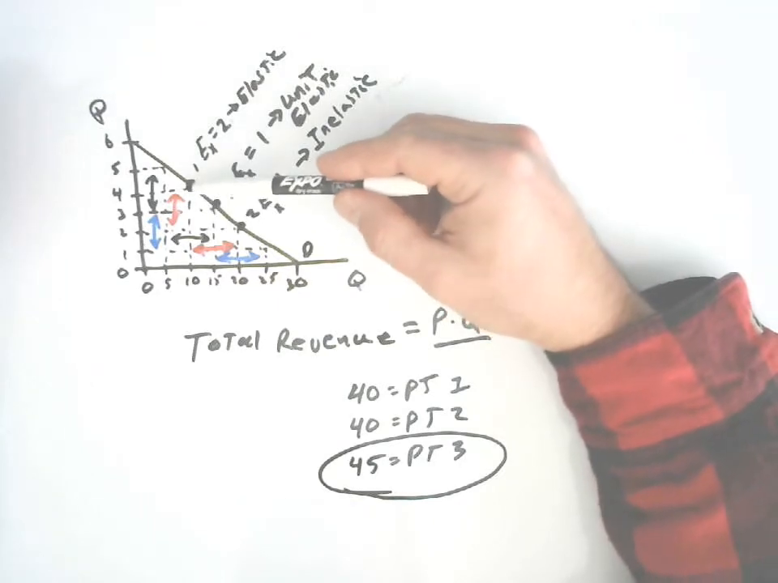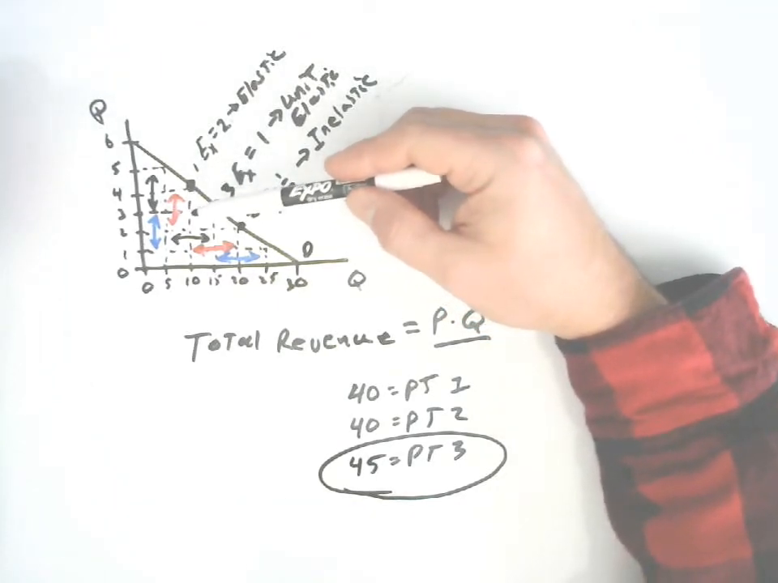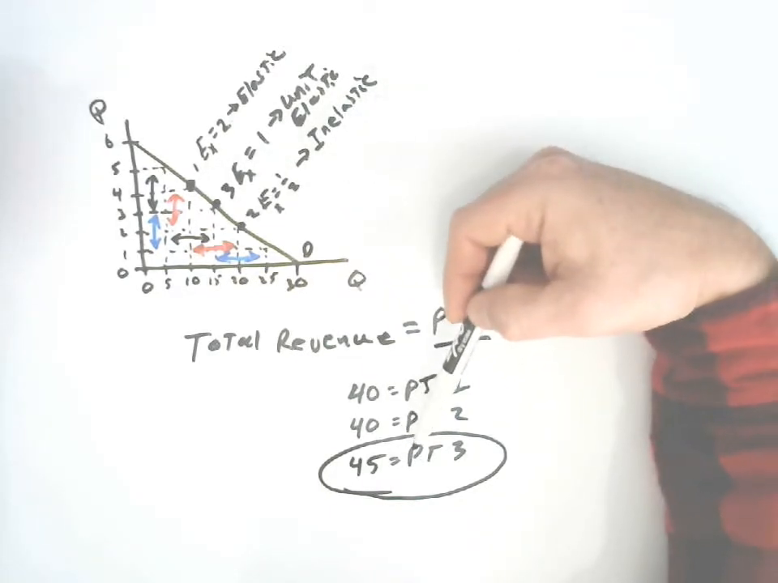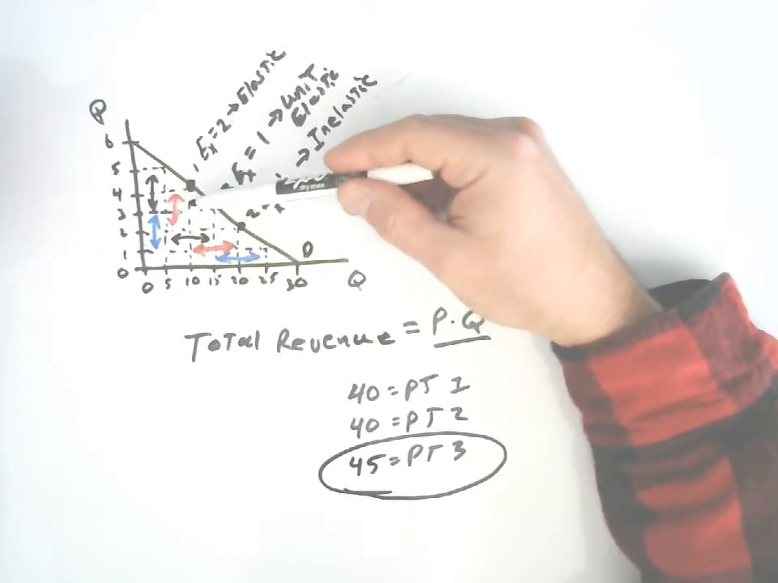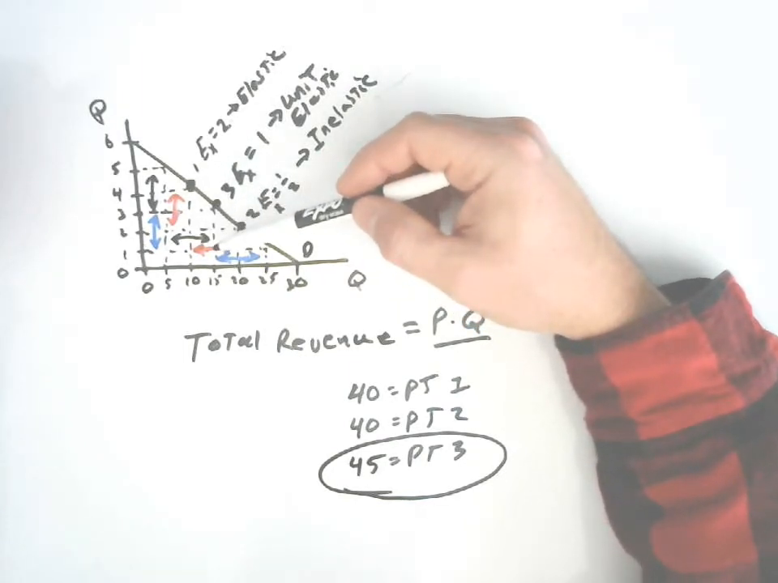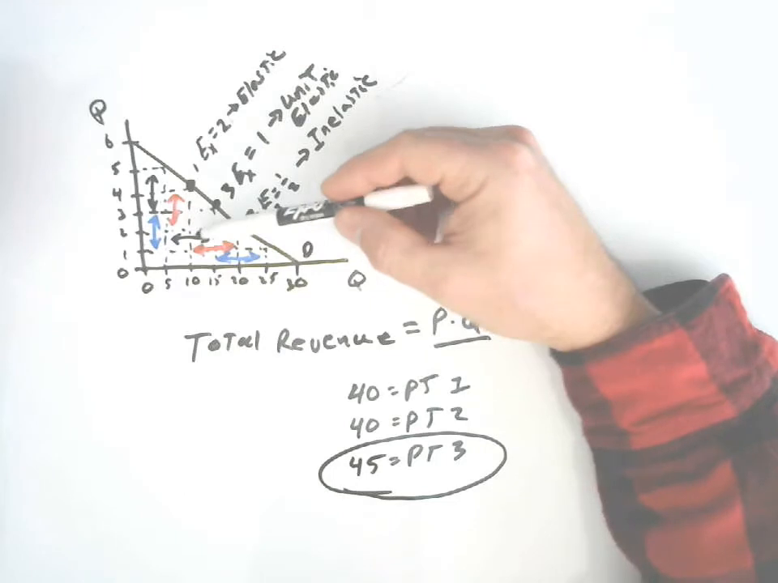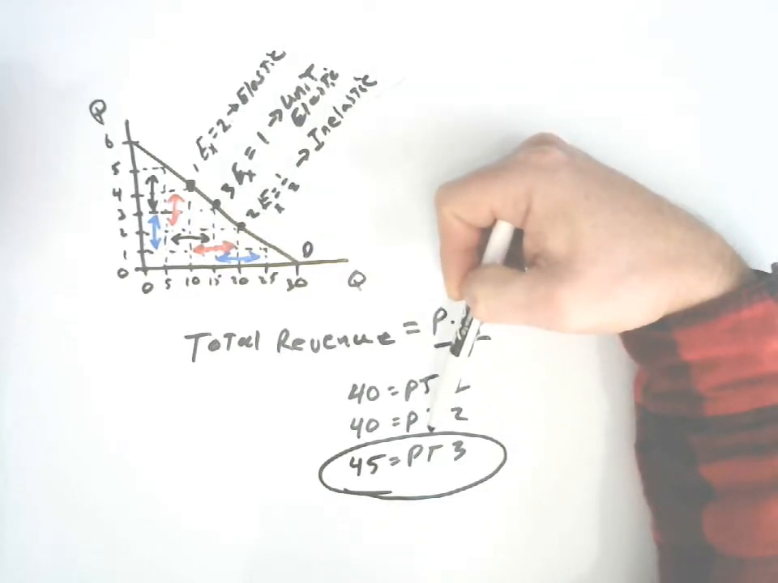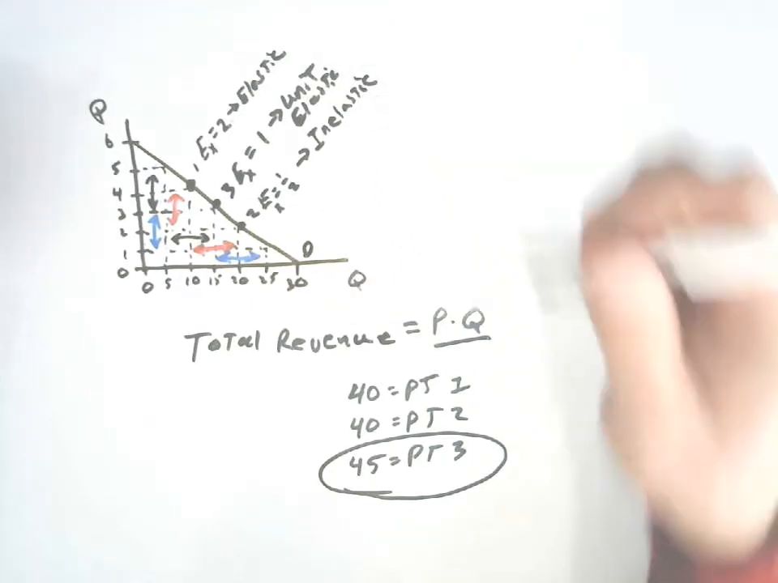If I raise the price to 4, some people may think, well, just raise the price and you'll make more money. No, that's not the case. I actually make less money. Or some people may say, well, lower the price, you'll sell a lot more and you'll make more money. No, if I lower the price to 2, I make less money. Okay?